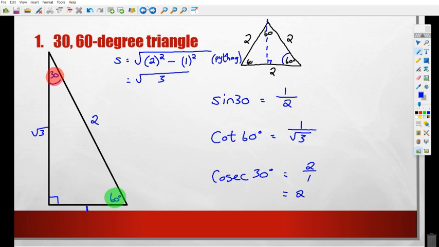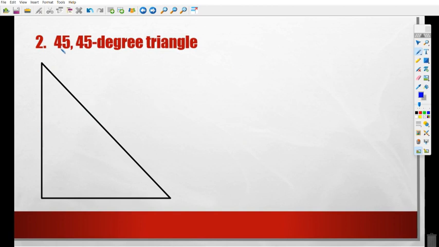Alright, let's jump into our second triangle for this lesson. Our second triangle is called the 45 degree triangle. So what do you think, which angles are going to be in this triangle? 45 degrees. Okay, so this actually comes from a square.